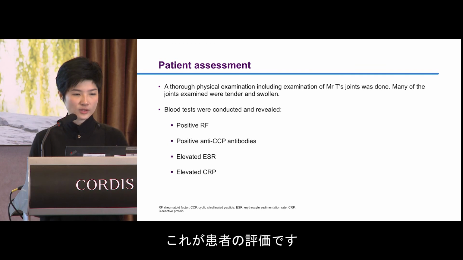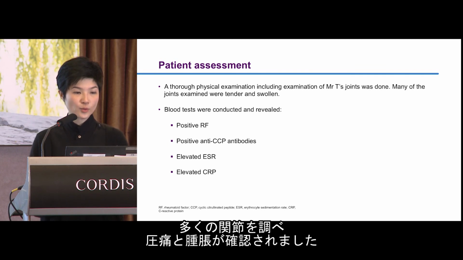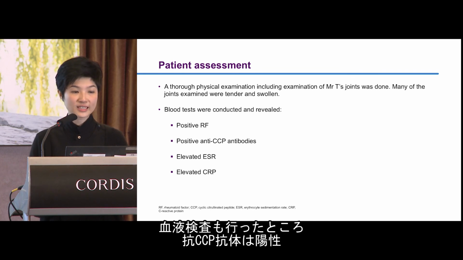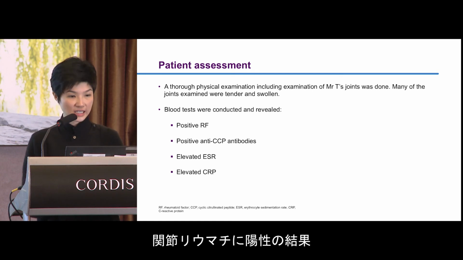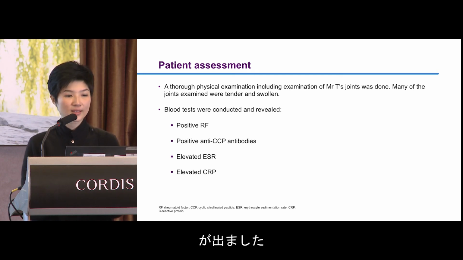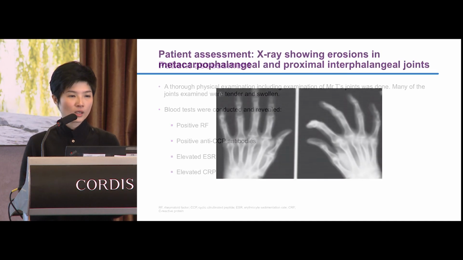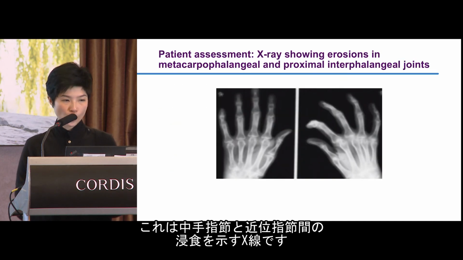So here is the patient's assessment. Many of the joints examined were tender and swollen, and blood tests were conducted and reviewed with positive rheumatoid factor, positive anti-CCP antibodies, raised ESR and CRP. This is the X-ray showing erosion in the MCP and PIP joints.